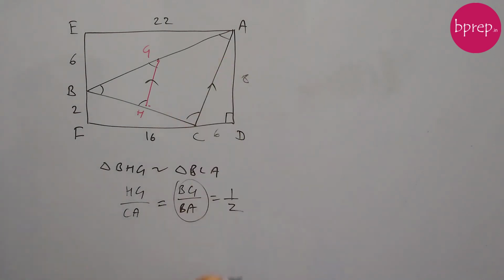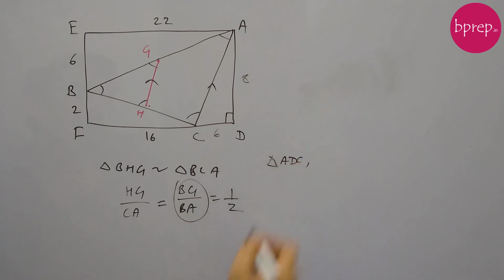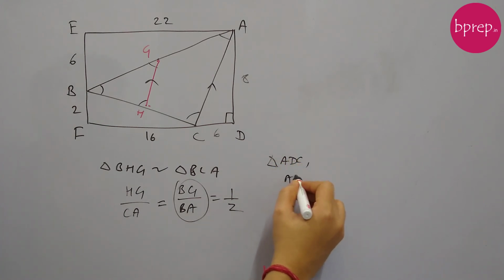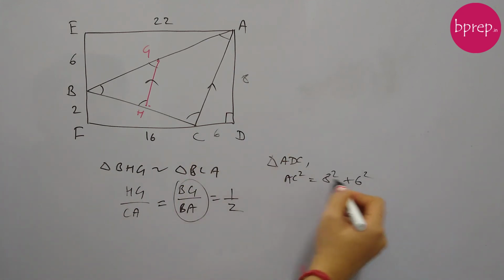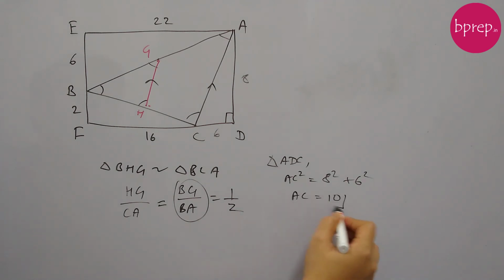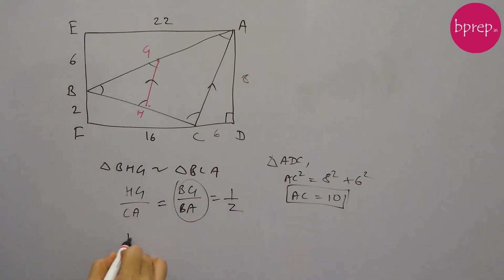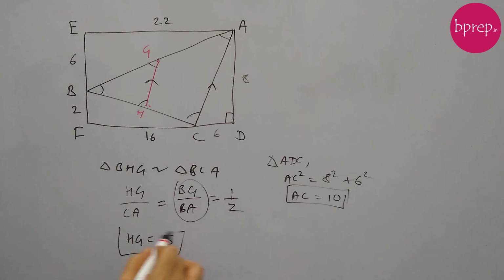So from this right angle triangle, triangle ADC, we can write AC square will be AD square plus CD square. So AD square is 8 square plus 6 square. So from here we see AC will be 10. So if AC is 10, then HG will be half of 10 or 5. So the length of GH will be 5 units.